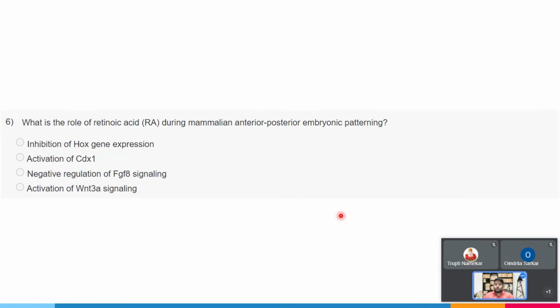So we move on to the next question, and now we are looking further at development, specifically at various signaling molecules and genes which play a role in early mammalian development. The first thing that we will look into is retinoic acid. What is the role of retinoic acid or RA during mammalian anterior posterior embryonic patterning? The options are: it will inhibit Hox gene expression, it will activate the gene CDX1, it negatively regulates FGF8 signaling, it activates Wnt3A signaling. There is only one correct option. So if anyone wants to try and answer this.